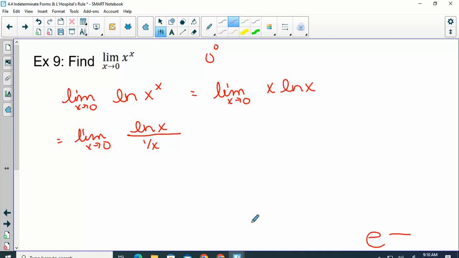What is the natural log of 0? Does that even exist at 0? No, but if you think about logs, remember, this one is approaching, we have an asymptote there. So we know it's going to negative infinity. 1 over 0, 1 over a smaller and smaller number is going to infinity. So this is infinity over infinity. So now we can do L'Hopital's.